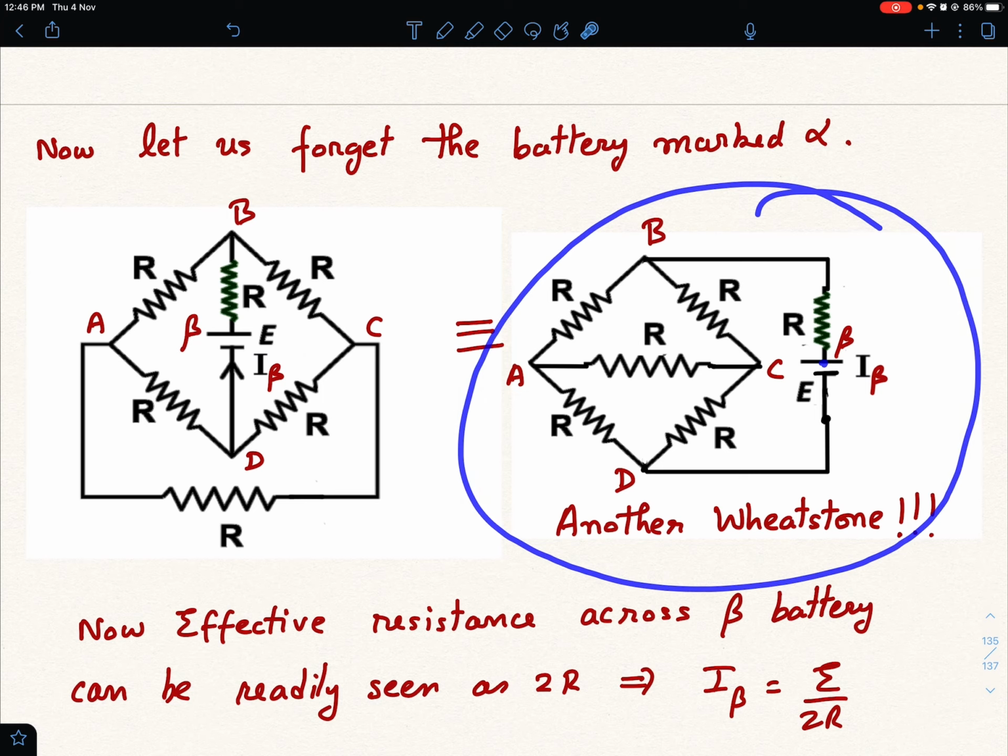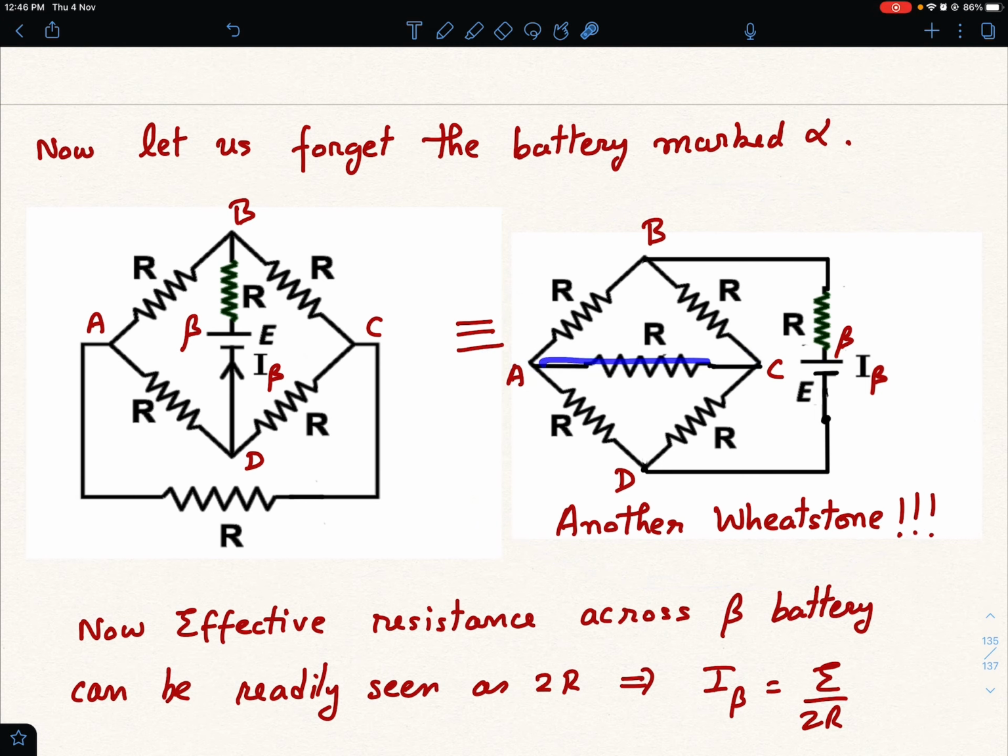And here again you can see this is another Wheatstone bridge. How beautiful is that? There is another Wheatstone bridge. You can see nothing is going to flow from A to C, and now you know that the current is only due to this battery. Now it's a simple circuit. You can as well forget this resistor.